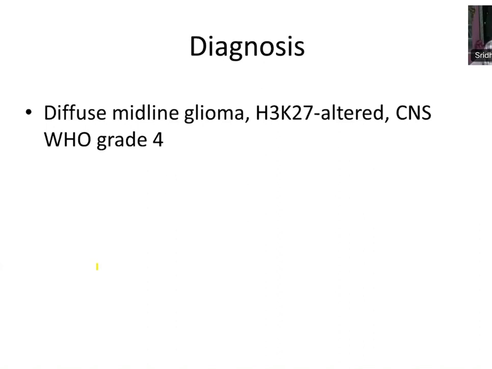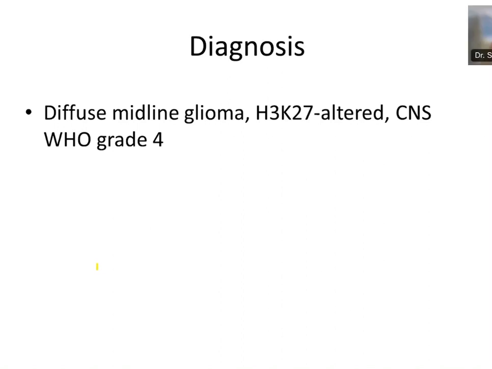You can put it as CNS WHO grade 4, even though you have not found histological features of grade 4. You did not find microvascular proliferation, you did not find necrosis, but still you found histone mutation. That's why it upgrades the tumor to grade 4. This is again histomolecular classification. So this is the utility of immunohistochemistry for H3K27Me3 and H3K27M.